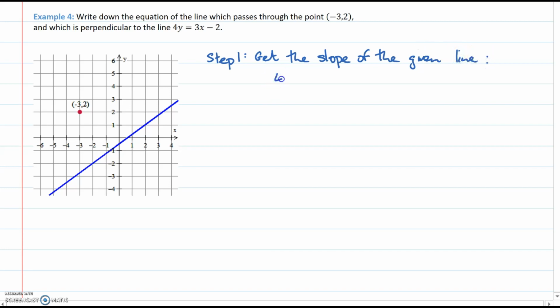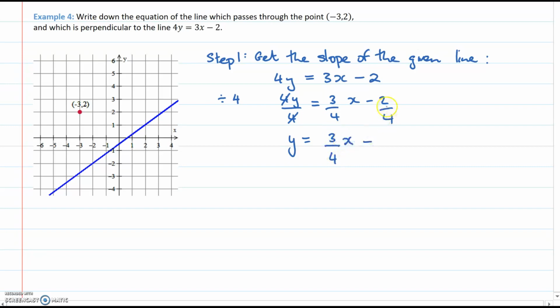So that given line is 4y = 3x - 2. The way to get the slope of a line from its equation is to get y on its own. So let's divide both sides by 4, because that will give you y on its own. And you don't really have to work it all out. What you're interested in is what number is in front of x. If you want to, you can simplify this. 2 over 4 is the same as 1/2. That doesn't matter so much in the context of this question.